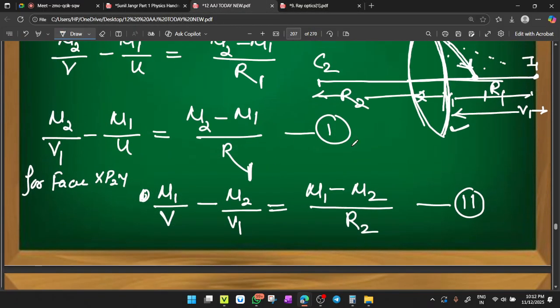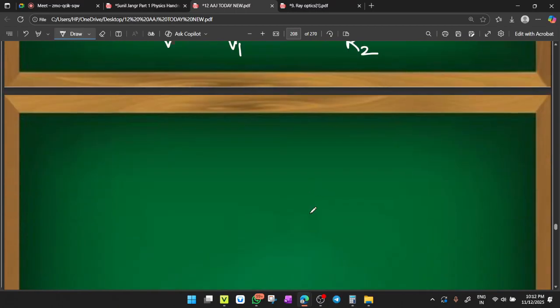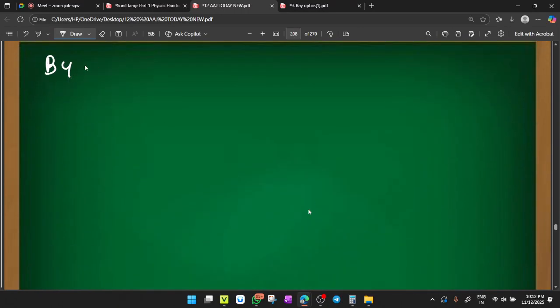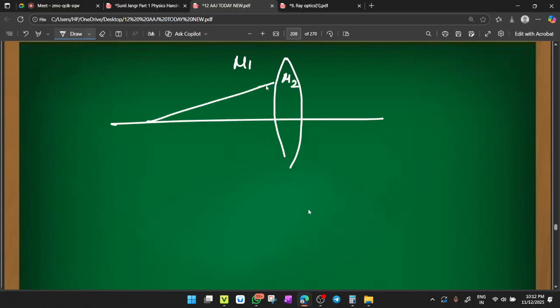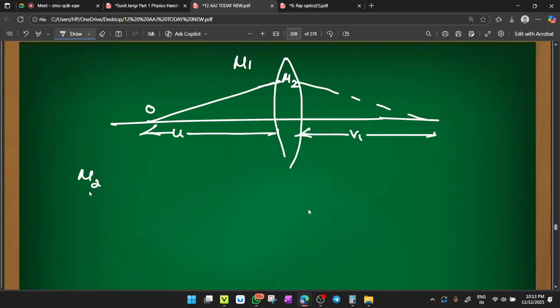Fine. Now add the equation first and second. So till now what we have done, I am once again summarizing. First, there is a medium outside, mu1, and inside it is mu2. So for the first refraction, like reflection from the first surface, your object distance is u, the point object, and your final image is v1. So by the formula, mu2 upon v minus mu1 upon u equals mu2 minus mu1 upon r1.